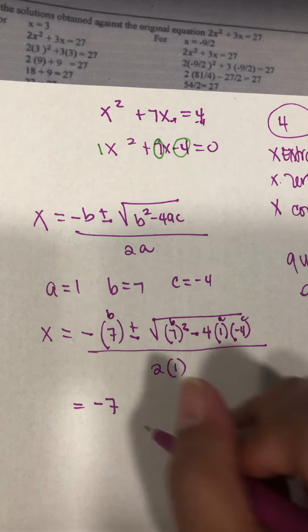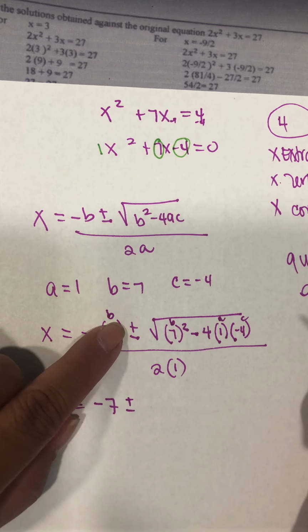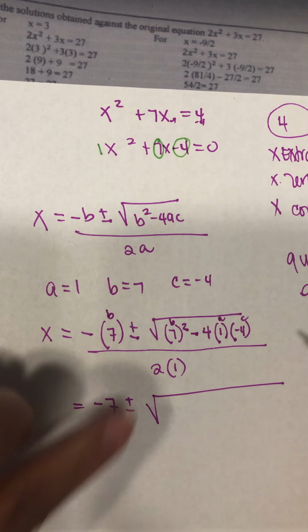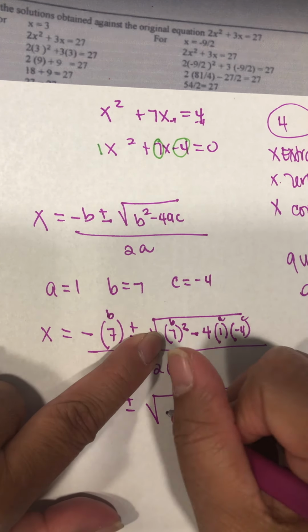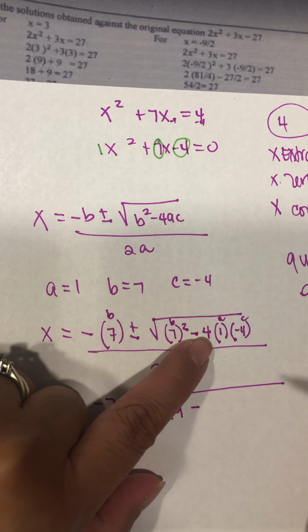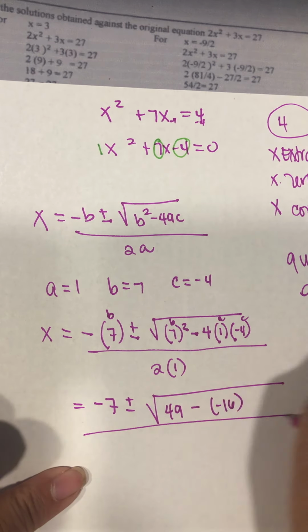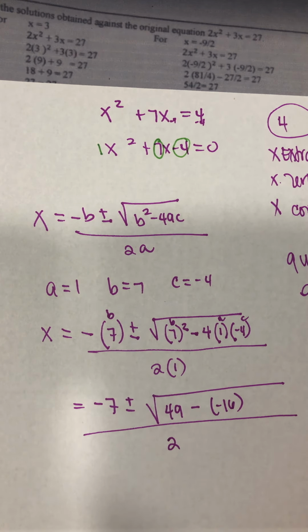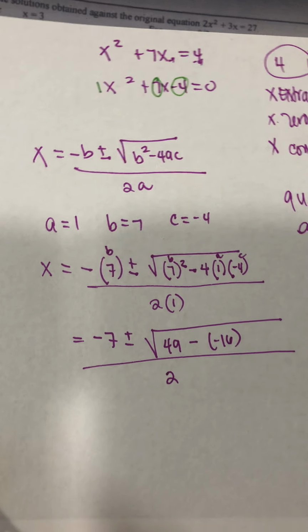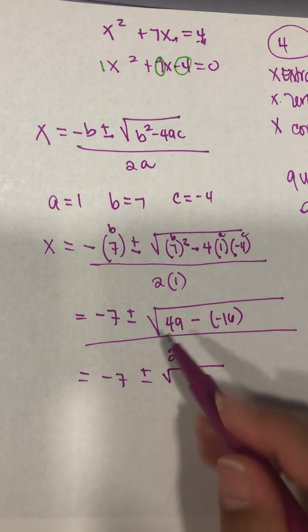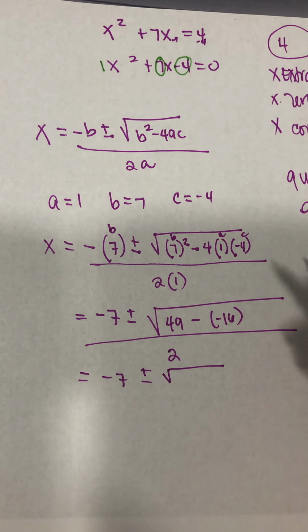So plus or minus, because there are always 2 roots of a number. 7 squared is 49 minus 4 times 1 times negative 4, which is negative 16, over 2, because 2 times 1 is 2. Then let's keep simplifying it first. Negative 7 plus or minus the square root of, what is 49 minus 16? So that becomes 49 plus 16. Hold on, see, I cannot do it in my head.